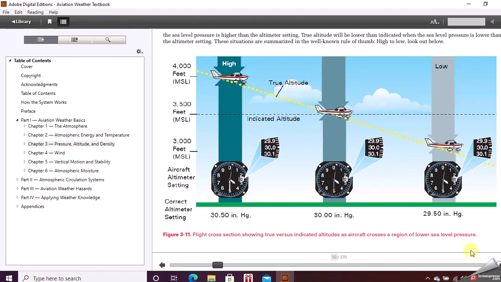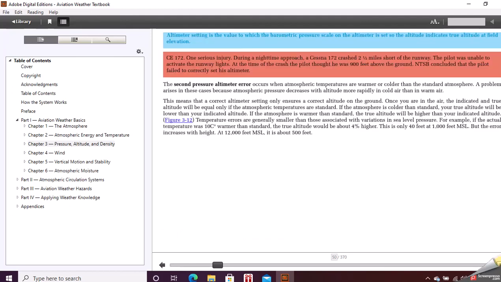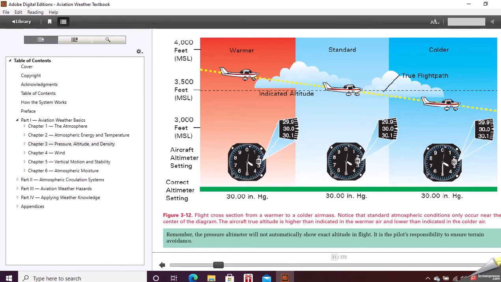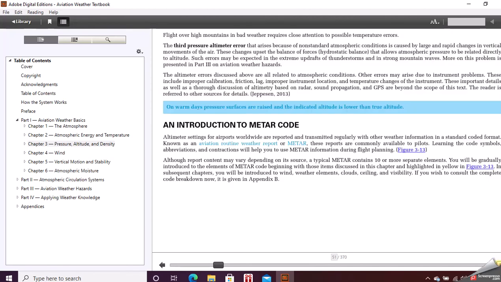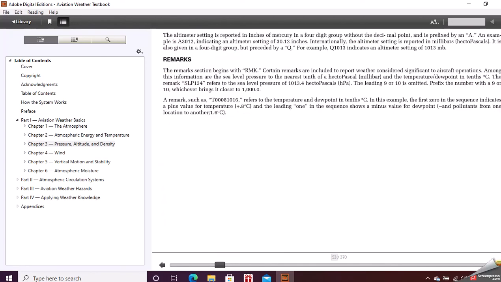Another thing to think about is a second error, temperature. Maybe not quite as dramatic as that, but if you set your altimeter to 30 here and the air is warmer than the standard atmosphere, you're going to be flying higher. If it's colder, you're going to be flying lower. And there's a reason for that. It's called density. So let's get over to density here for a little bit.